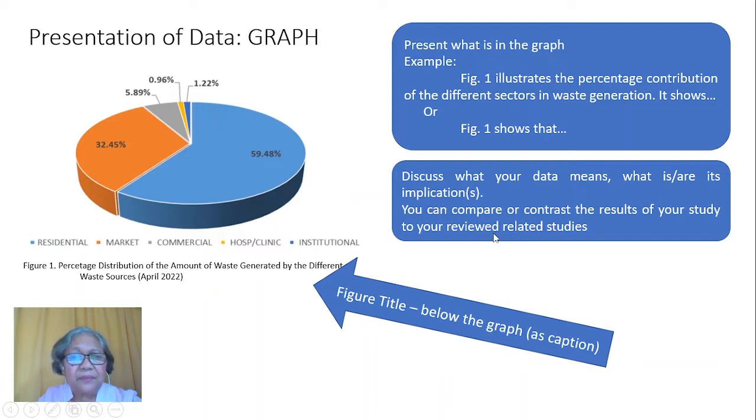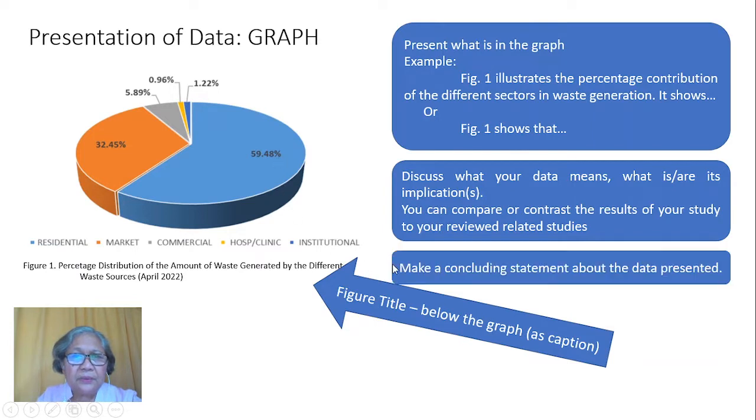Also, you can compare or contrast the results of your study to your reviewed related studies. So again, it is not enough that you present your data, enumerate that this is 59% something, but what does your data mean? You make a concluding statement about the data presented.